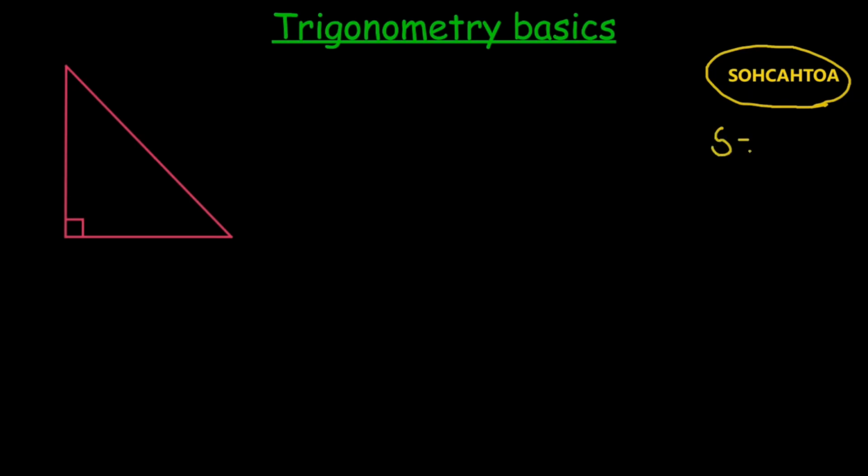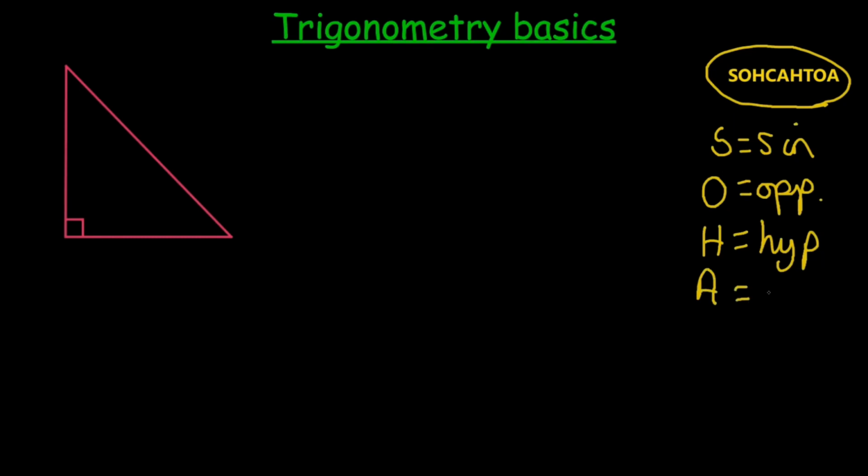S is equal to the sine. O is equal to the opposite angle. H is equal to the hypotenuse. A is equal to the adjacent angle. C is equal to the cosine. And T is equal to the tangent.